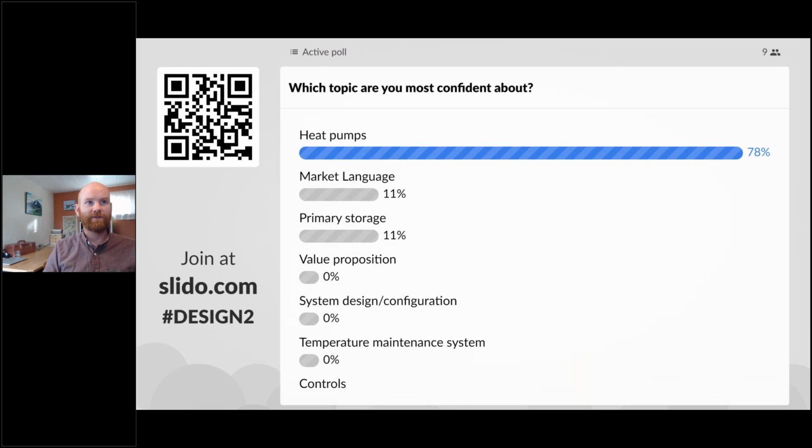What topic are you most confident about? Heat pumps is definitely what most people are confident about. Market position, less confidence, primary storage, value proposition, excuse me. But it looks like primarily we're most confident about those heat pump water heaters. That's great. We'll try to dive into the temperature maintenance system more today and the system design configurations to hopefully teach you a few key design criteria about those so you can be off and running and be installing these really highly efficient heat pump water heating systems.